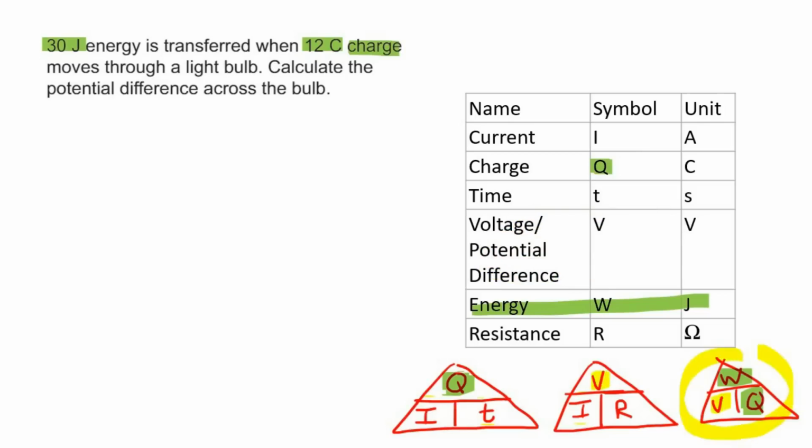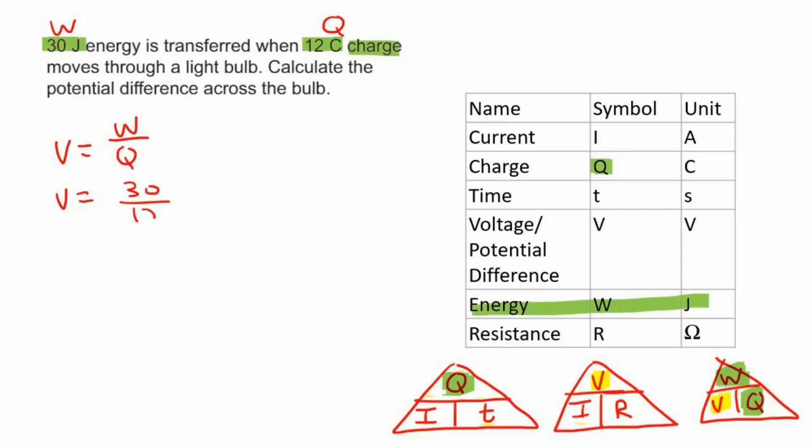So this triangle, we can just use that immediately. So we say V is equal to, now it's the top of the triangle divided by the bottom of the triangle, like I showed in the beginning of the lesson. So we're going to say W over Q. And so W is going to be 30. Q is going to be 12. And so if you had to work that out, you end up with 2.5. And the units is also going to be volts. Let's go and do 3 more examples.